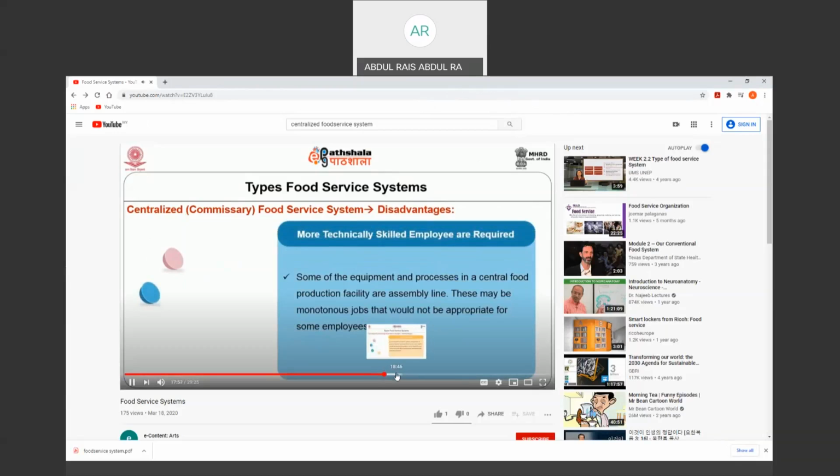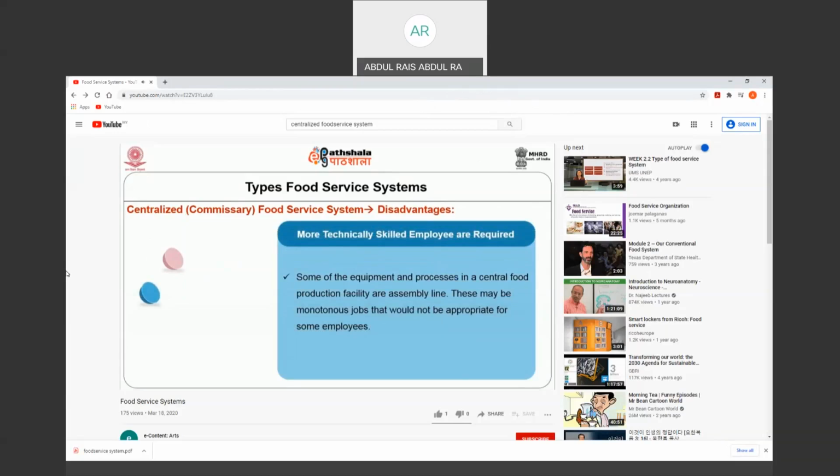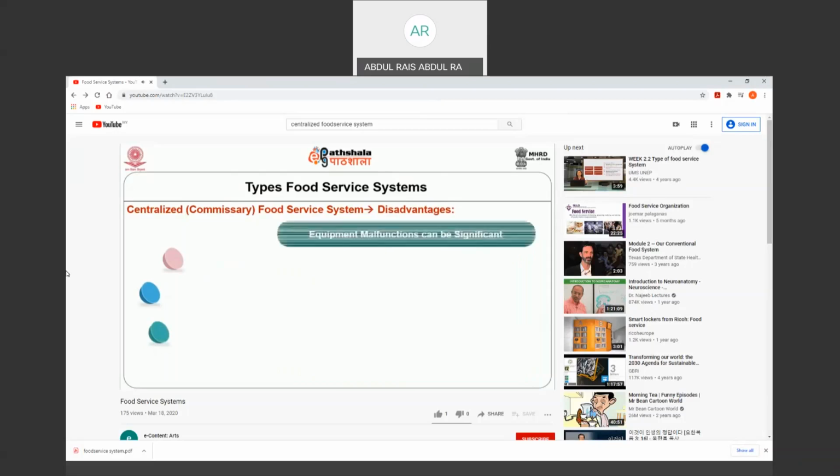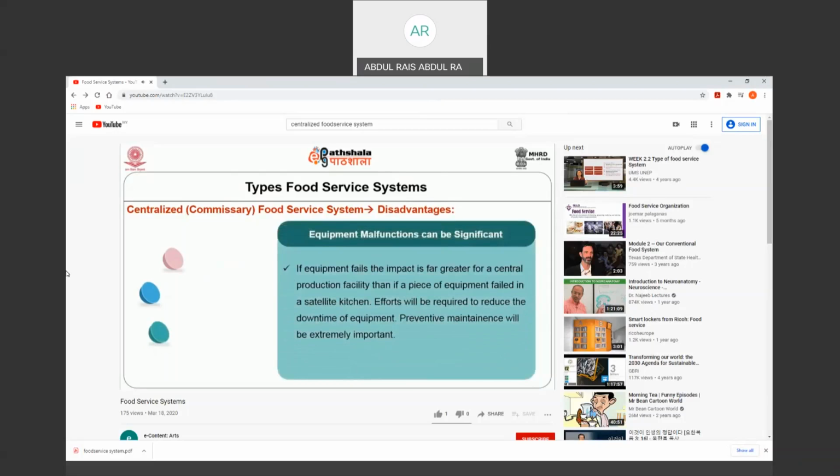Some of the equipment and processes in a central food production facility are assembly line. These may be monotonous jobs that would not be appropriate for some employees. Our third disadvantage is equipment malfunctions, which can be significant at times. If an equipment fails, the impact is far greater for a central production facility than if a piece of equipment fails in a satellite kitchen.